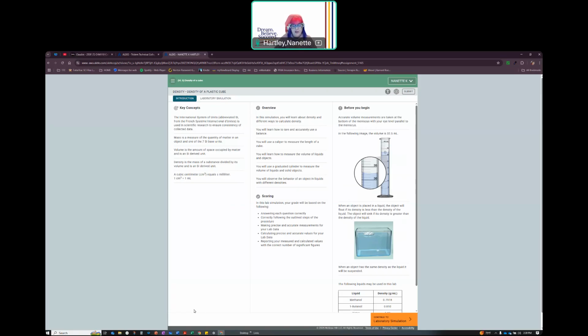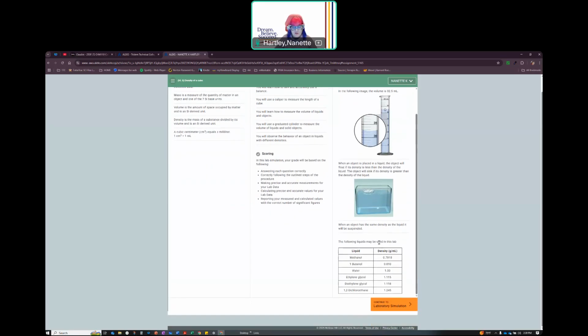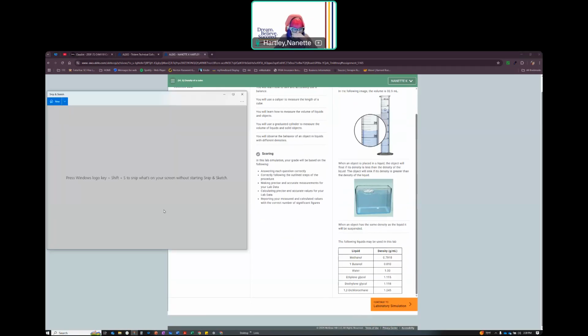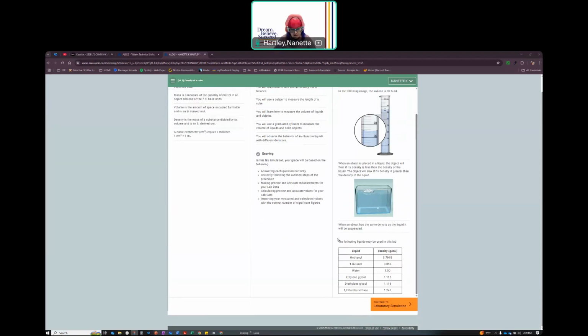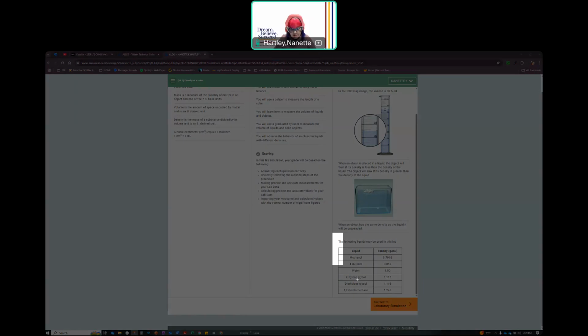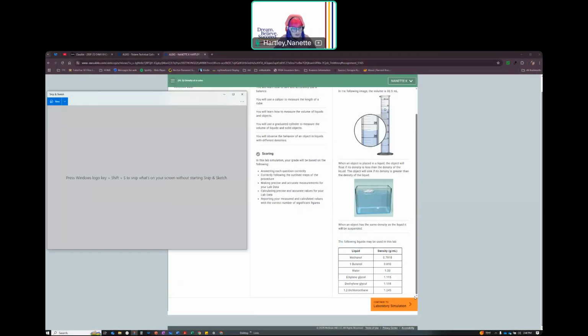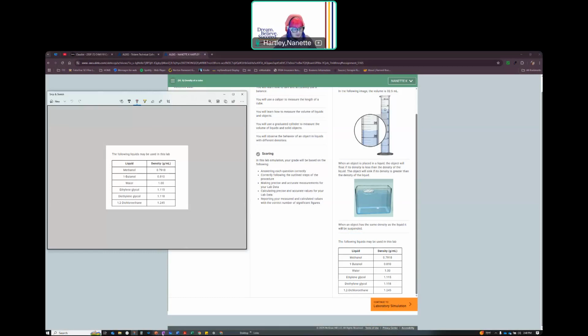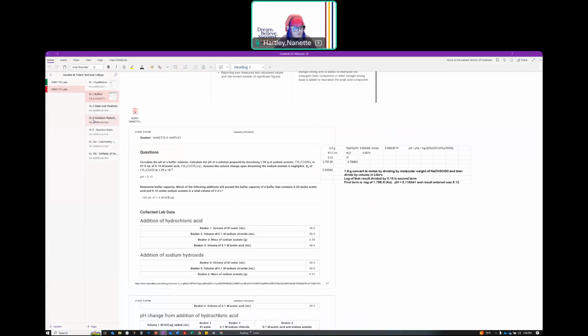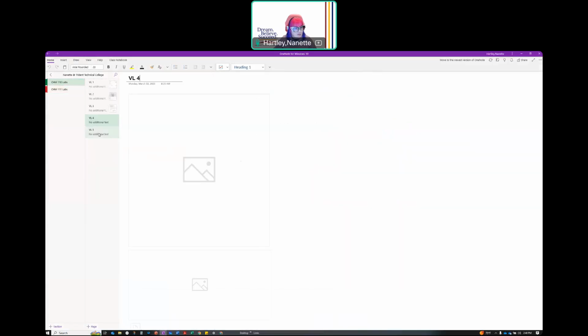We need to know the densities of some of these liquids when we're talking about them. So I'm going to go ahead and take a screenshot of this because we may need to know some of these liquid densities at some point. So I'm going to collect this because I may need it later, and put that into my notebook over here.